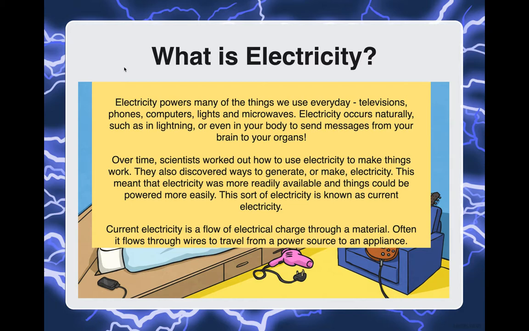Current electricity is a flow of electrical charge through material, and often it flows through the wires to travel from a power source to an appliance. So let's go over that. Let's go over current electricity.